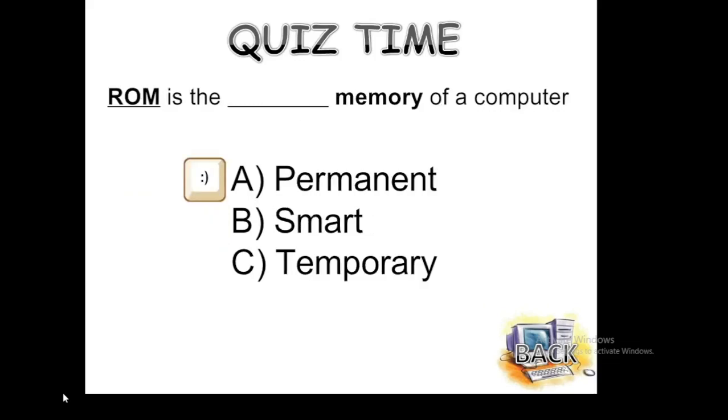Second one. ROM is the blank memory of a computer. Answer A, permanent. Answer B, smart. Answer C, temporary. ROM is the permanent memory.